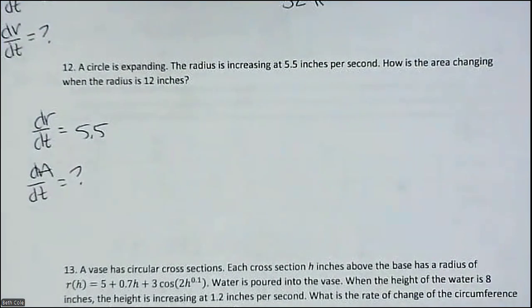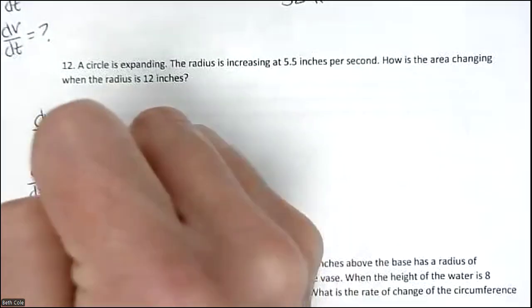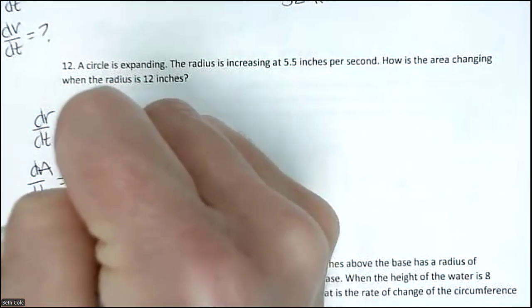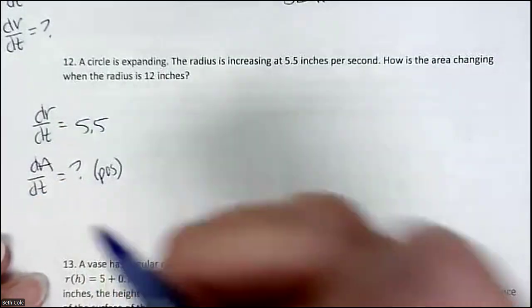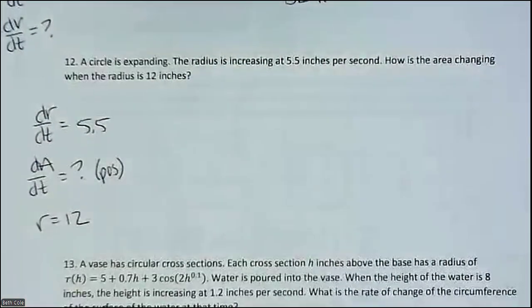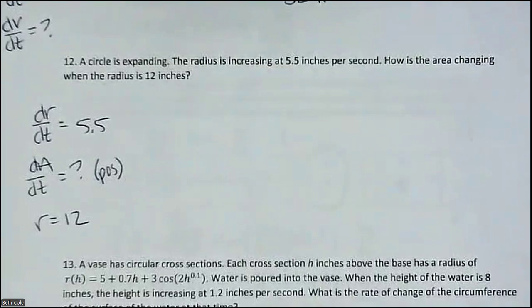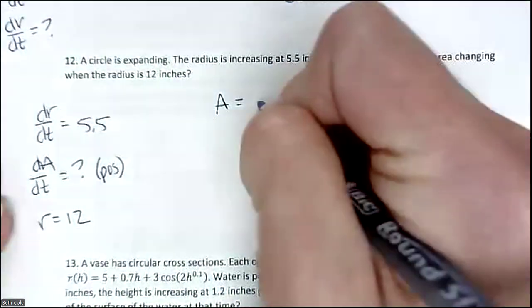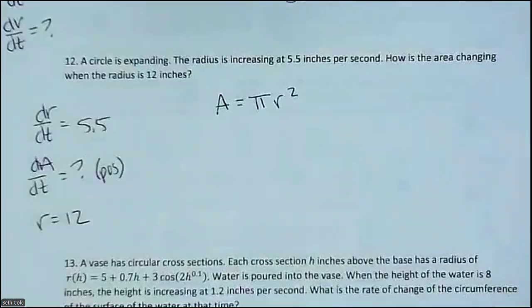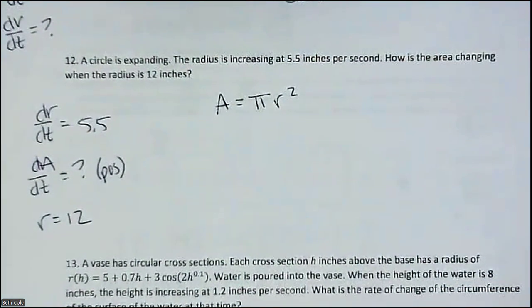Should it be positive or negative? Positive, good. That's just so you can check your answer. When the radius is 12 inches. Now you may notice they did not give you a formula for this one. They won't for circles because circles are a little bit more basic and they expect you to know those ones. So what is your area formula for a circle? Pi r squared. Yeah, they expect you to know that. They'll give you like a sphere and a cone, sometimes a cylinder, but that one you need to know.